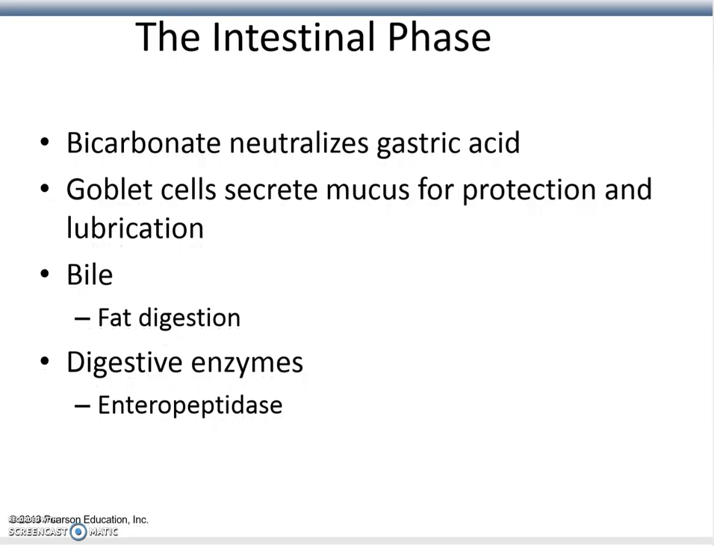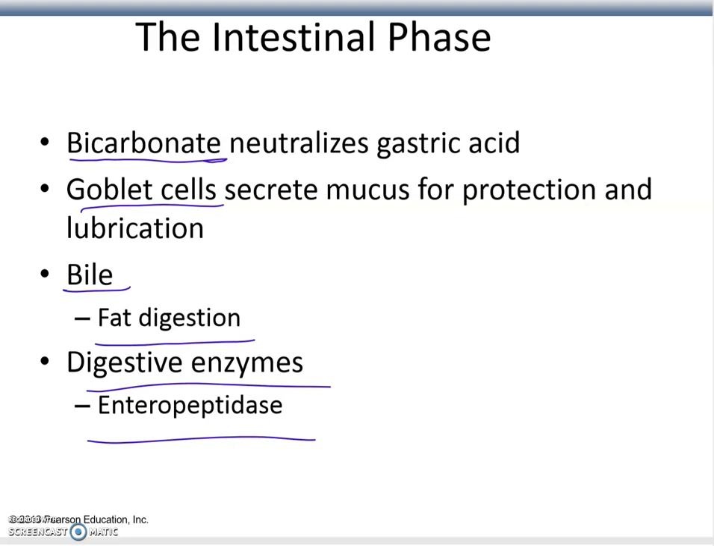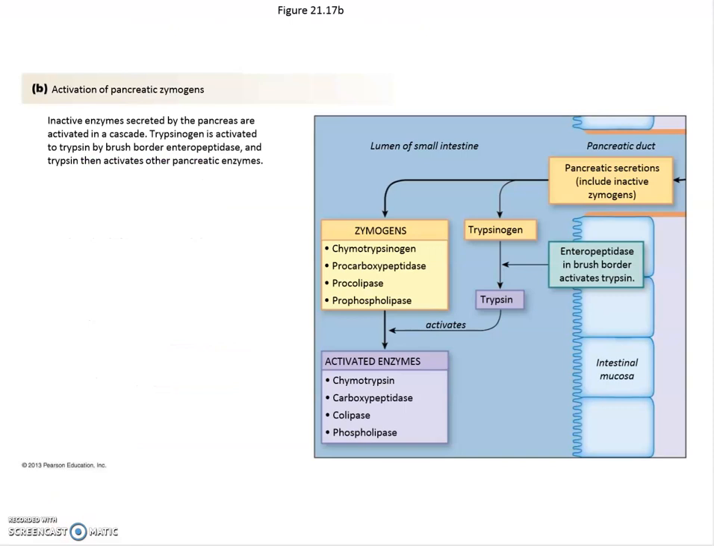Now moving on to the intestinal phase. The big thing is that the bicarbonate is needed to neutralize gastric acids. We also have goblet cells for mucus secretion, protection and lubrication. The bile juices help with fat digestion, and the digestive enzymes would be enteropeptidases, for example. Now this image here shows you the activation of pancreatic zymogens. Basically it follows the pattern of all inactive substances that need to be activated in order to do anything.